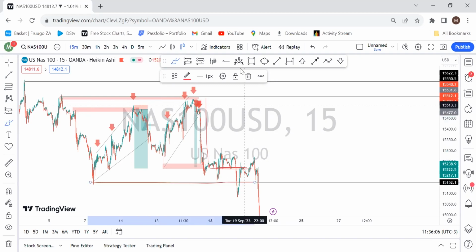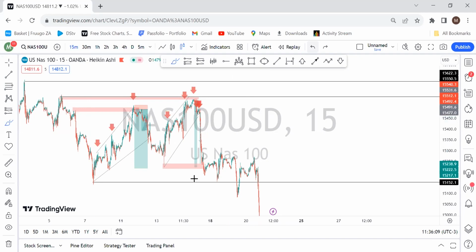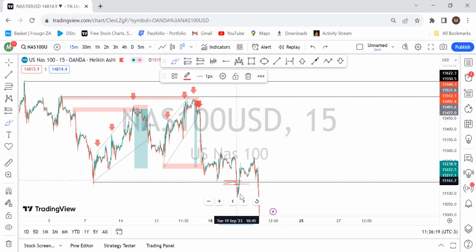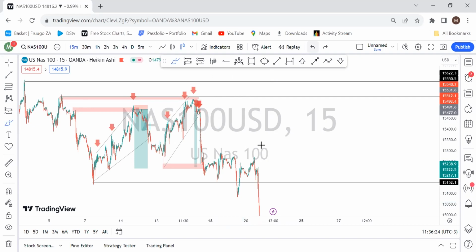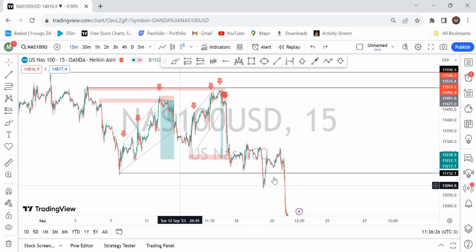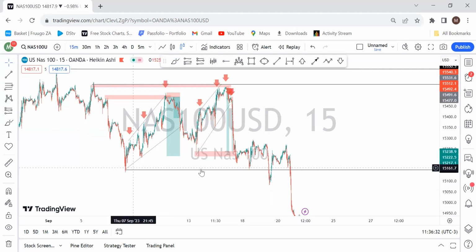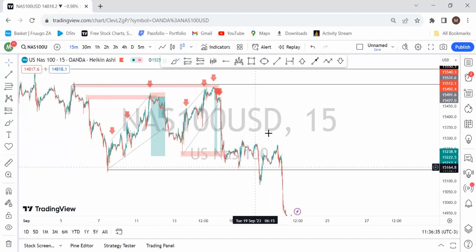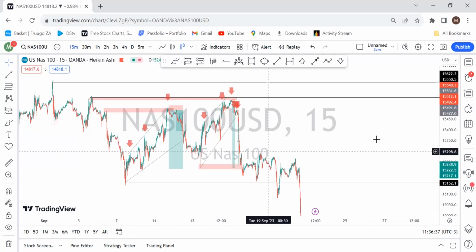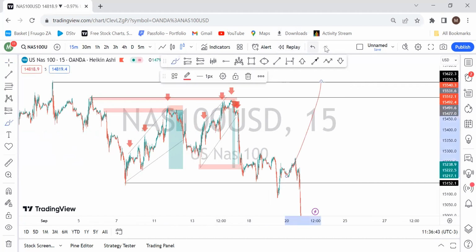So how do we know that this is not a reversal correction back to the upside? Is because we broke this level right here. And the way we broke it, it was so much dramatic. It's not just like a small breakout. It's a huge price movement to the downside beyond our lowest low, right? Which is very key in terms of knowing, okay, this is not a reversal correction back to the upside.